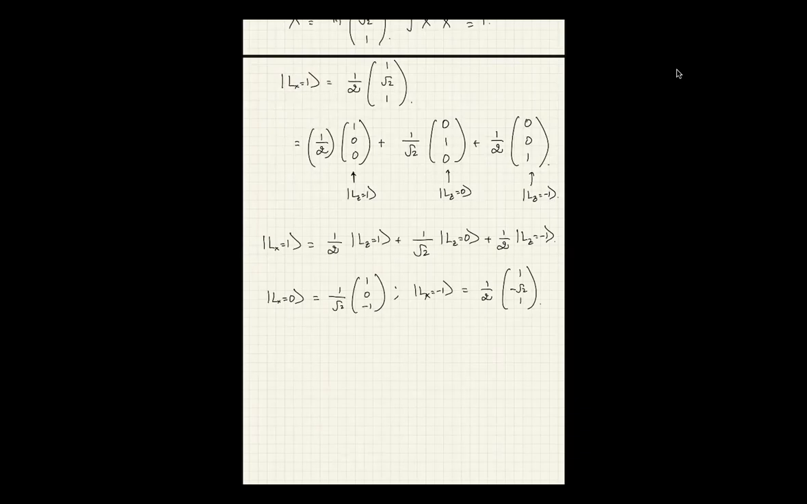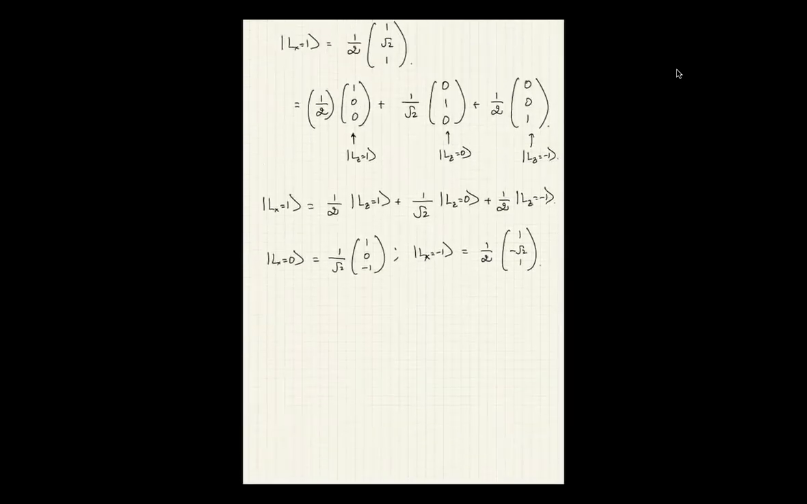And please go ahead and write the Lx equal to 0 and minus 1 states in terms of the Lz states, just as we have done for the Lx equal to 1 state. That would be the solution to the second part of the problem. Okay, so we'll move on to part D. If the particle is in the state with Lz equal to minus 1 and Lx is measured, what are the possible outcomes and their probabilities?